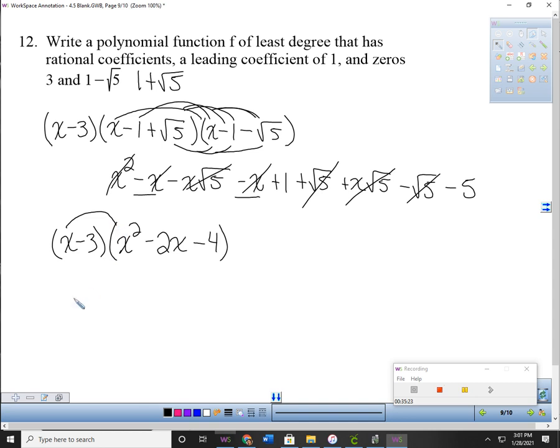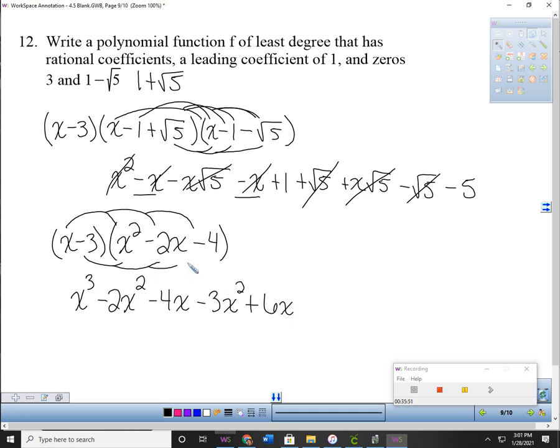So x times x squared is x cubed. X times negative 2x is negative 2x to the second. And x times negative 4 is negative 4x. Now the negative 3 times x is negative 3x squared. Negative 3 times negative 2x is positive 6x. And negative 3 times negative 4 is positive 12.